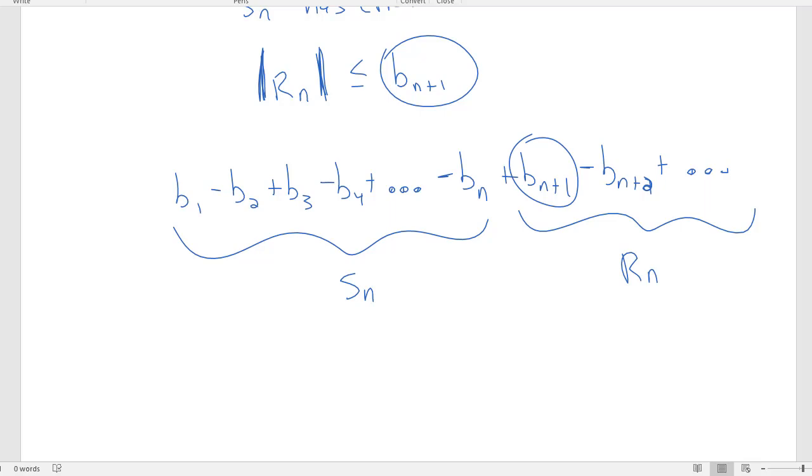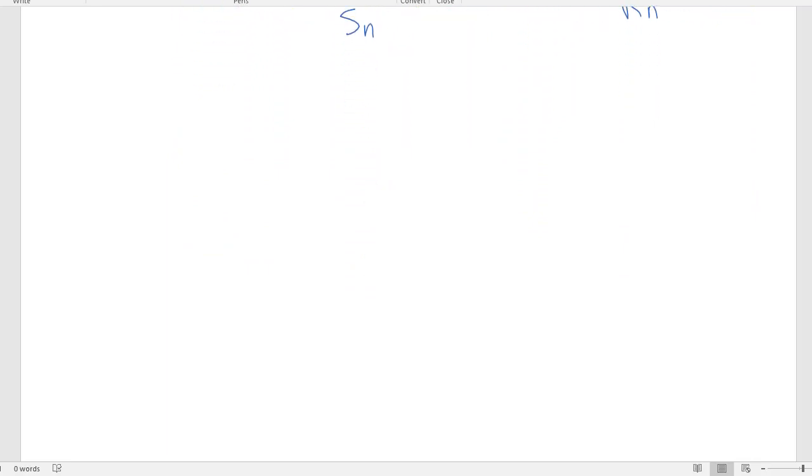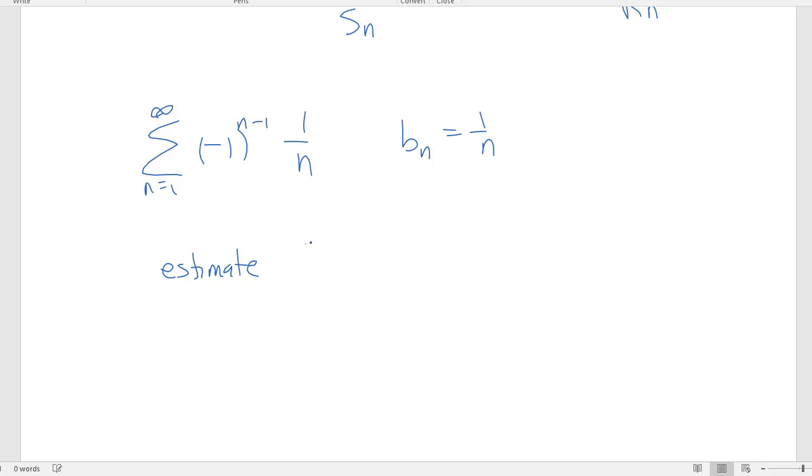So to take a look at applying that, let's look at the alternating harmonic series. Again, b sub n was 1 over n in this case. So let's say we sum up the first 50 terms. We're going to estimate the infinite sum with the sum of the first 50 terms, and let's determine the error. What is the max error?